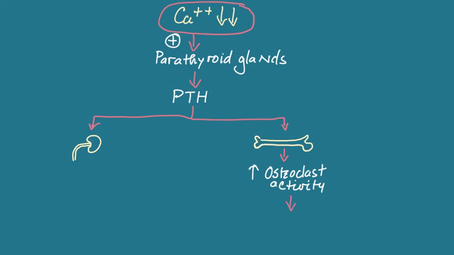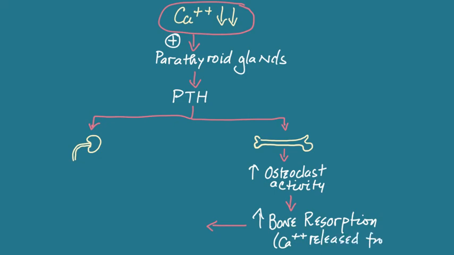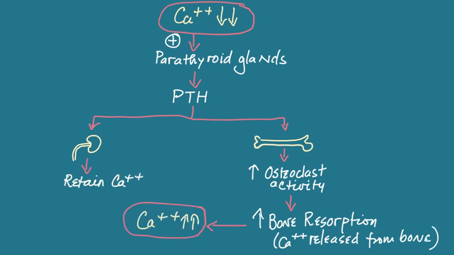With the bone, it increases osteoclast activity, which increases bone resorption. Bone resorption means osteolysis occurs and calcium is released from the bone. Think released and resorption. Resorption results in release of calcium, so calcium levels in blood go up. The kidneys help to retain calcium, and that too increases calcium levels in blood. This also takes place in a negative feedback loop resulting in increasing blood calcium levels.